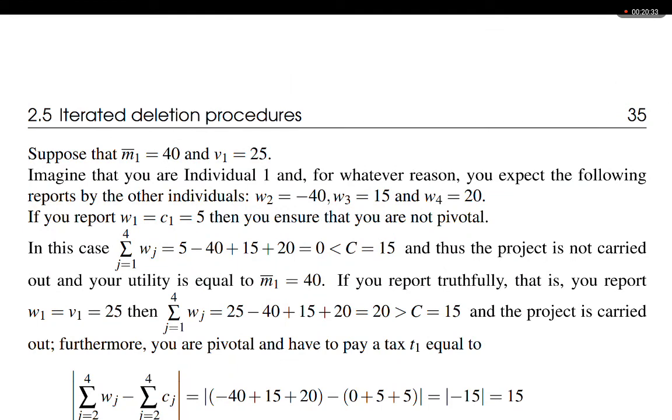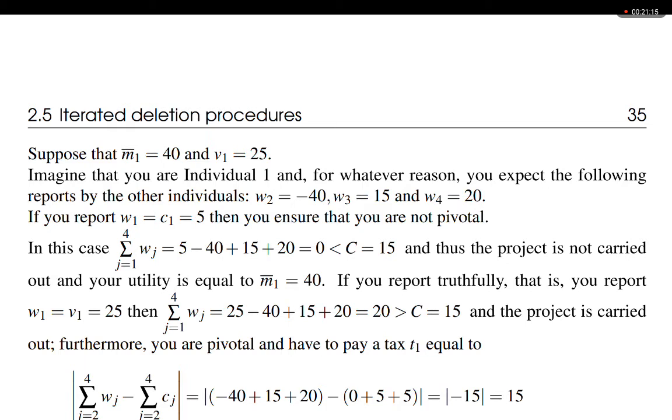Suppose that m bar sub 1 equals 40 and v sub 1 equals 25. Imagine that you are individual 1 and for whatever reason you expect the following reports by the other individuals. W sub 2 equals negative 40, W sub 3 equals 15, and W sub 4 equals 20. If you report W sub 1 equals C sub 1 equals 5, then you ensure that you are not pivotal.